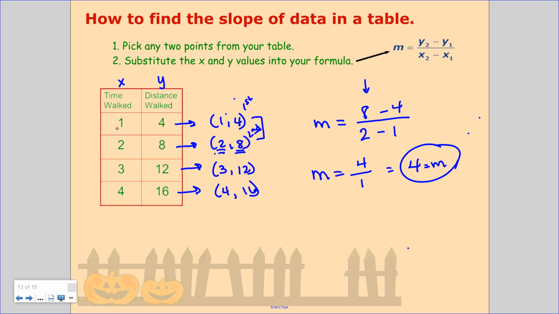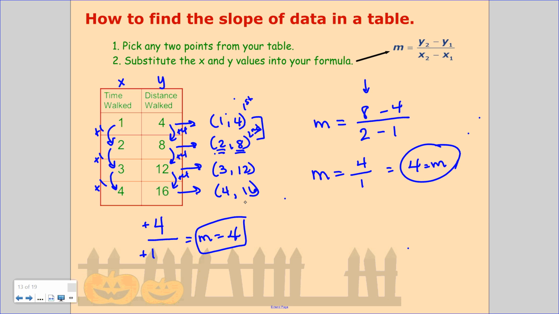You may notice that because this data is increasing by the same exact amount all the way through, another way to see this slope would be to add 4 every time, adding 1 every time, to see that the change in y's was a change of positive 4, and the change in x's each time was a change of positive 1. So another way to arrive at this slope is to just count and see that change in y's all the way through.